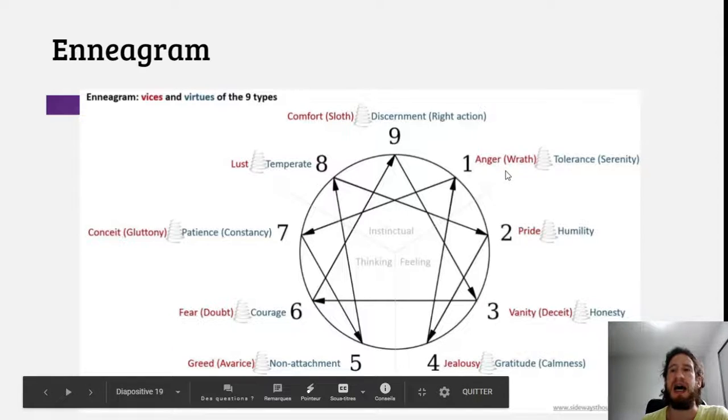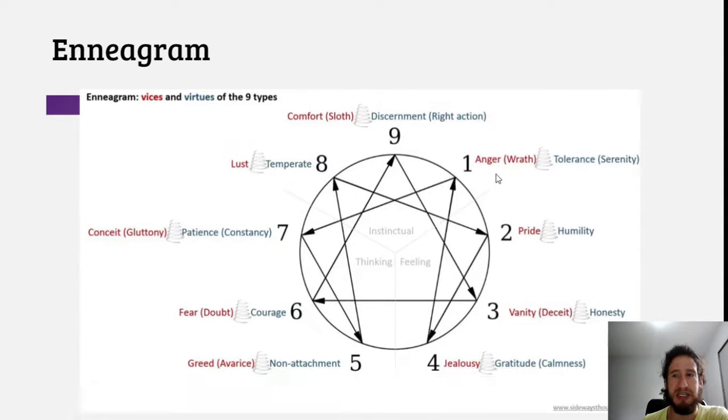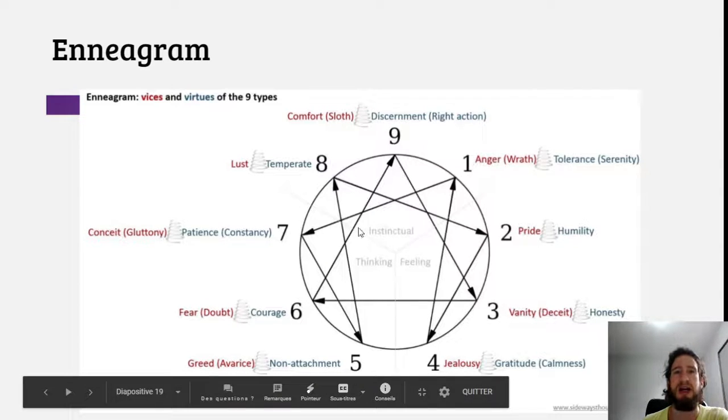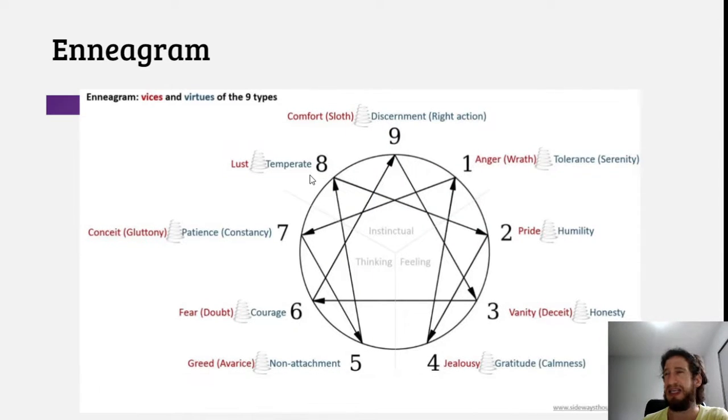So you have: one is perfectionism. Two, I don't remember the second, the type two. Three is self-image, and so on, right? So everyone has one. Eight is control. Nine is harmony.